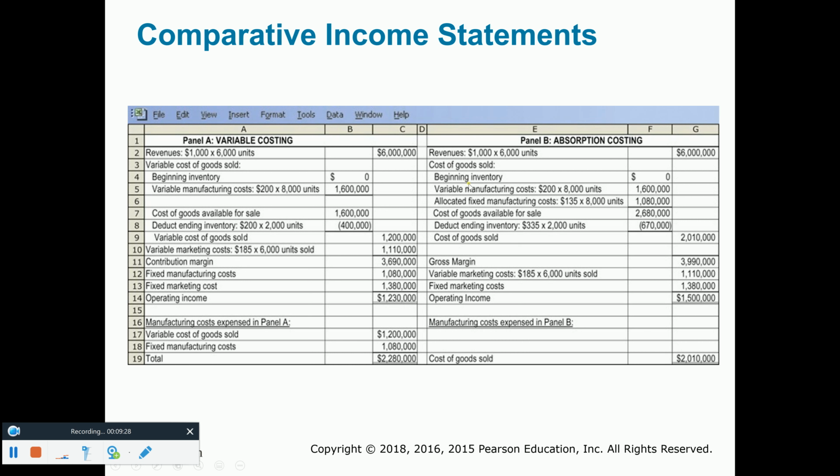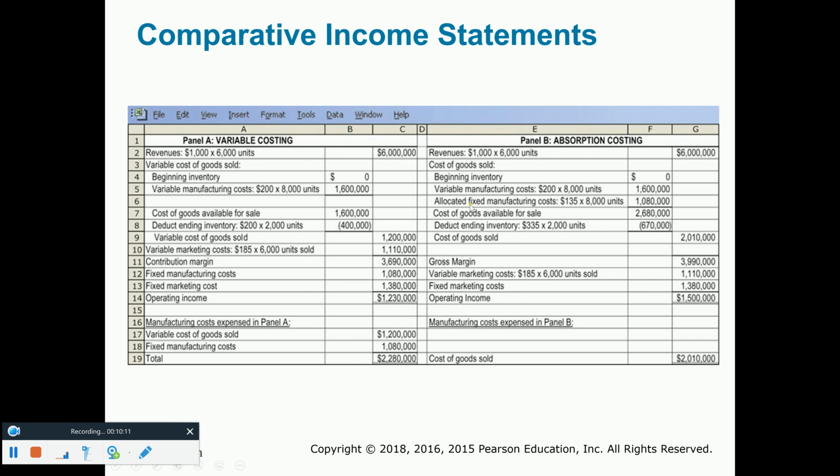But the cost of goods sold calculation is a little different. The formula is the same, but the numbers are different. The beginning inventory is still 0. See 0 on both sides. And we're going to add in the variable manufacturing costs as we did over here in row 5 on the variable costing side. It's the same for absorption costing. So we're showing all the variable costs for the manufacturing. Remember, the $200 is broken down. 110 for the materials, 40 for the labor, 50 for the overhead. There's your $200 times the amount of units produced, 8,000 units.